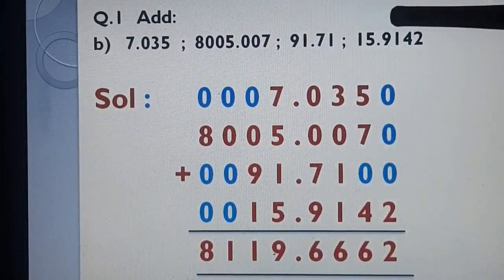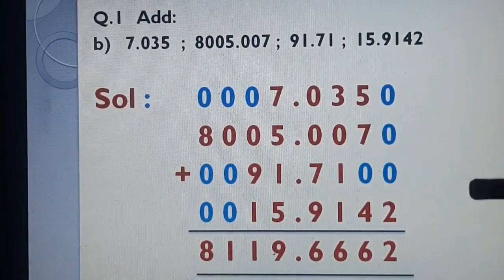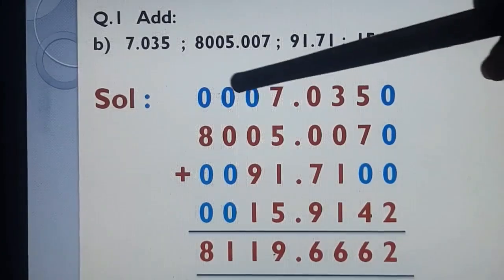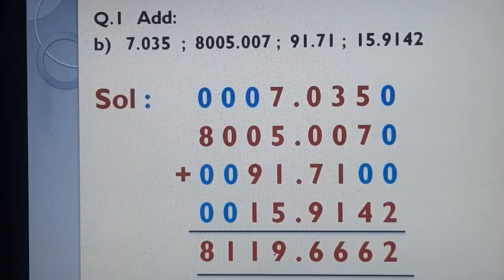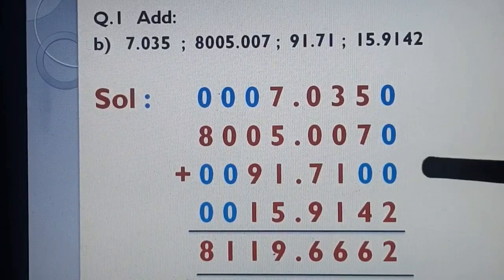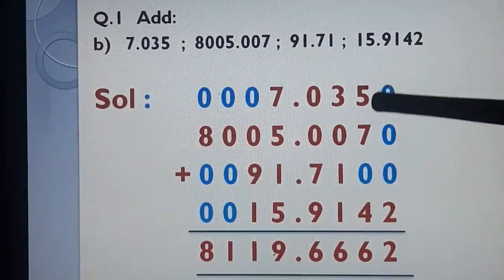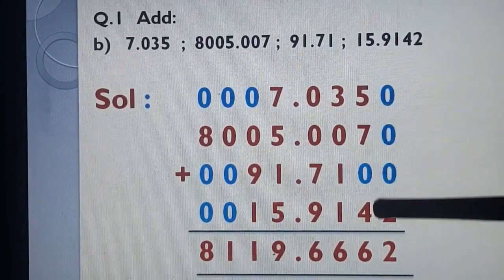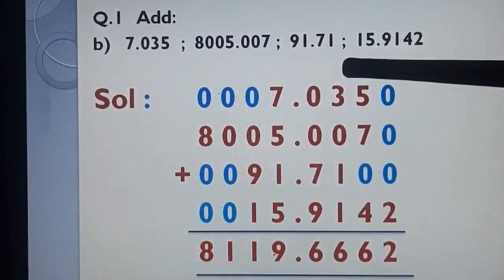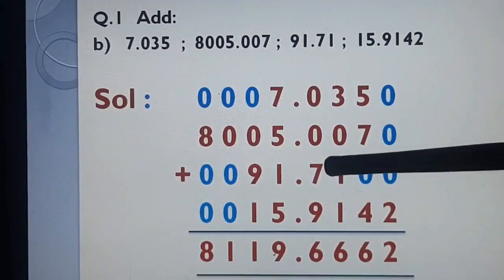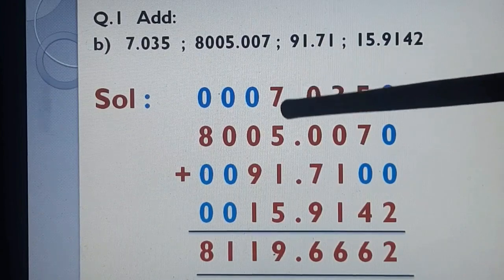Then last is 15.9142. And remaining places zeros will be written. Right? And then do addition. 0 plus 0 plus 0 plus 2, 2. 5 plus 7, 12. 12 plus 4, 16, 6, 1. 3 plus 1, 4 plus 1, 5 plus 1, 6. 7 plus 9, 16, 6. 1 will be here. 9 plus 5.